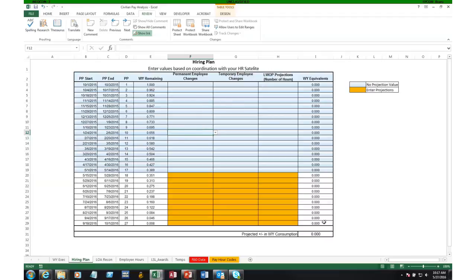So what would you do? You would come in and coordinate with your HR liaison and plug in some numbers. There's some drop downs here, but let me just, for some reason, put in 9. You're going to hire 9, and you just know that these are 9 additional people. But this didn't update at all. Let me go ahead and put 9 in these, see what happens. So now we've got some projected work year consumption.